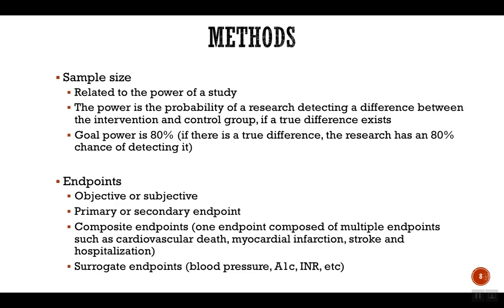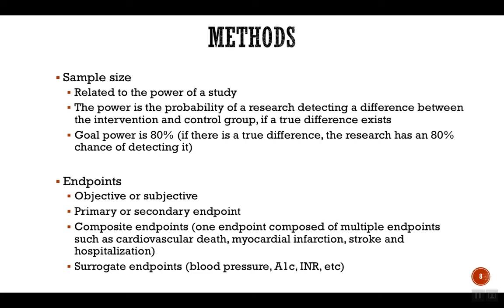You also want to look at the sample size, and the sample size is always related to the power of the study. Now, the power is the probability of a research detecting a difference between the intervention and control group if there is a true difference. Now, the goal power is usually 80%, and this simply means that if there is a true difference, this research has an 80% chance of detecting it. So you always want to make sure that the study meets power. So they usually put this in very clear terms that, okay, we need 500 patients total in this trial to have a power of 80% or 85%.